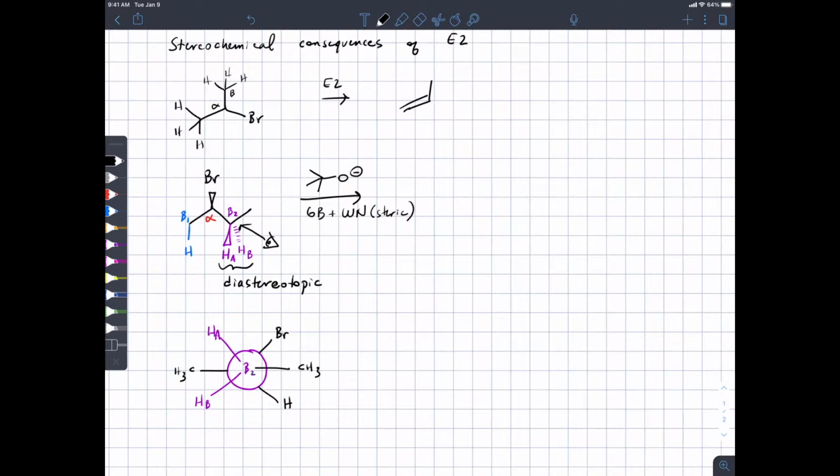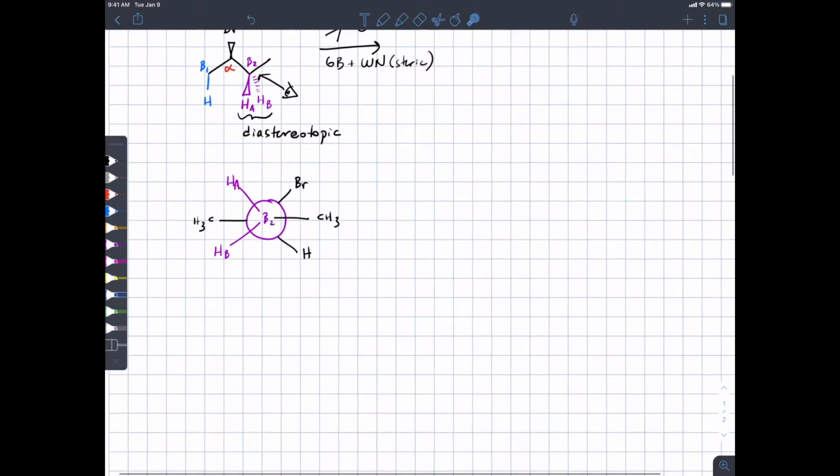Topic or topicity refers to shape. Diastereo refers to the fact that they are different. Don't worry about this term for now. I'm just introducing it because you will hear it again. It comes from the idea that if you replace one with something other than hydrogen versus the other, those two options would be diastereomers. In any case, they are different.